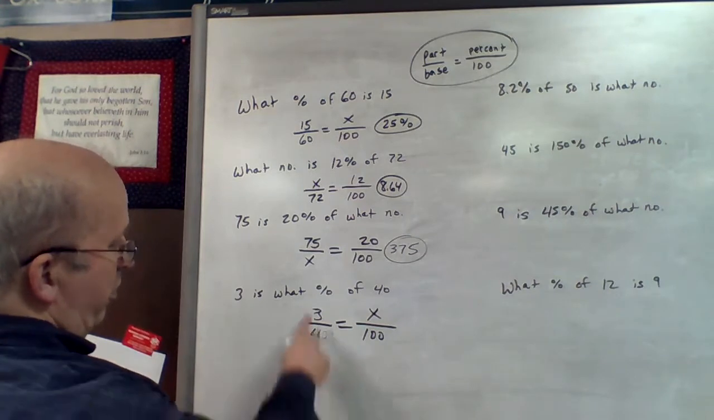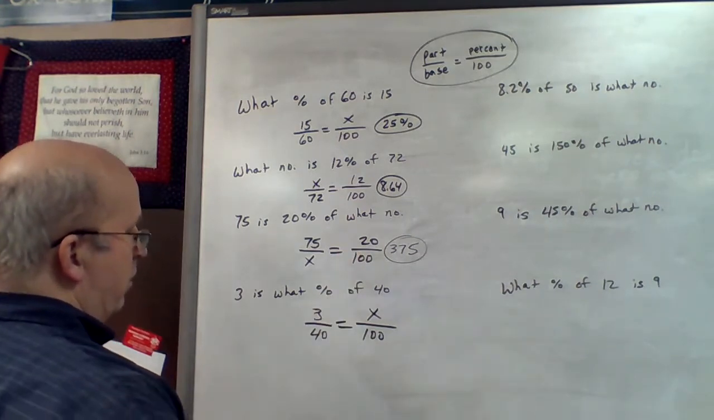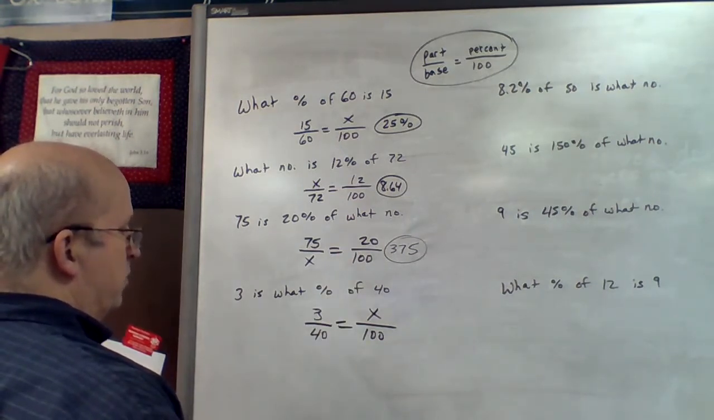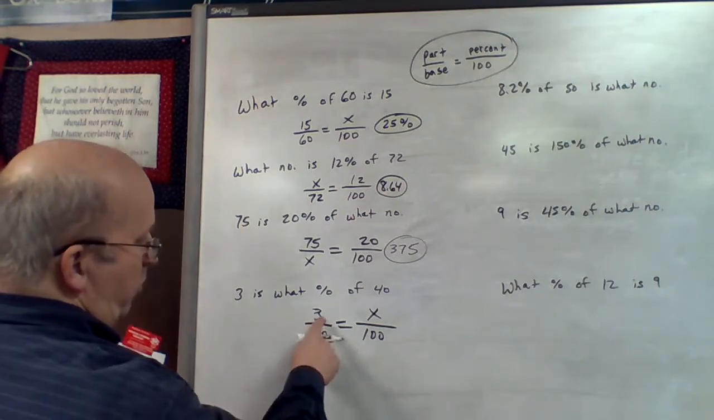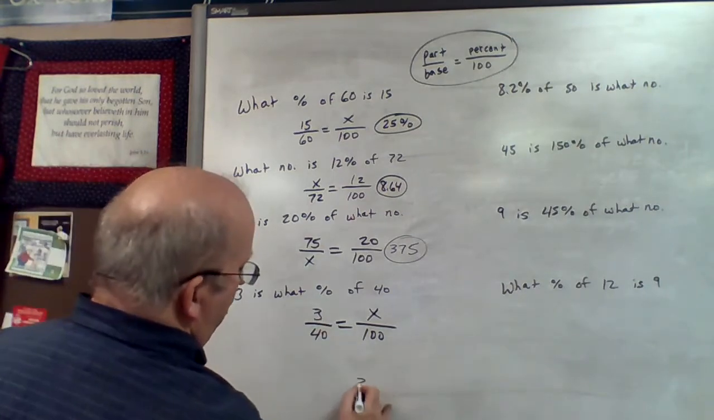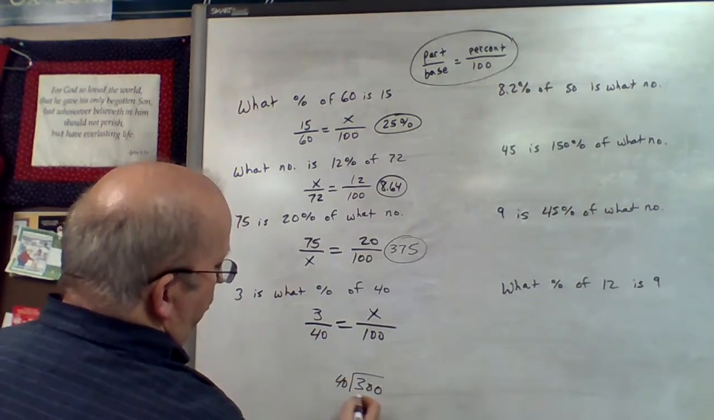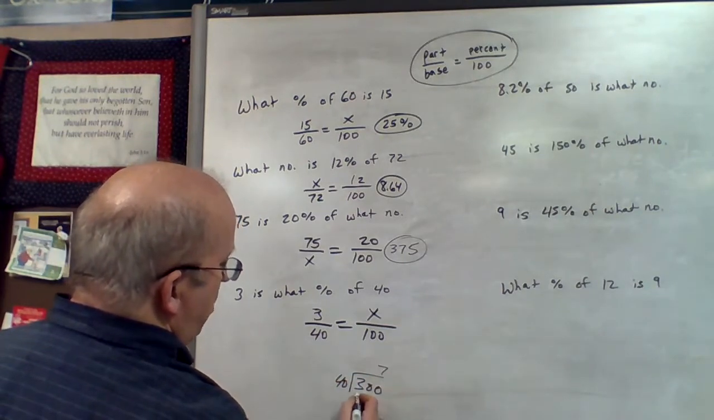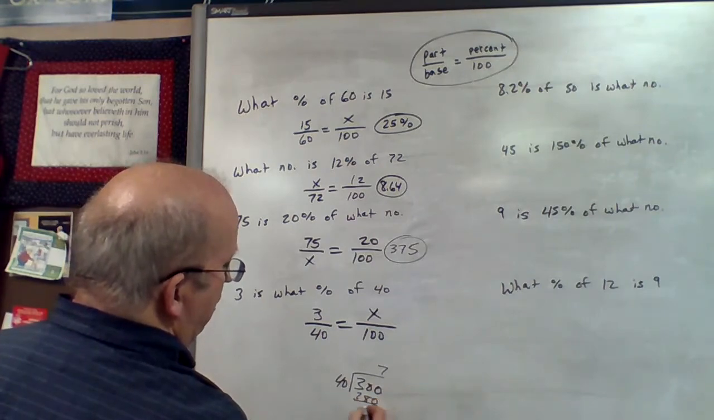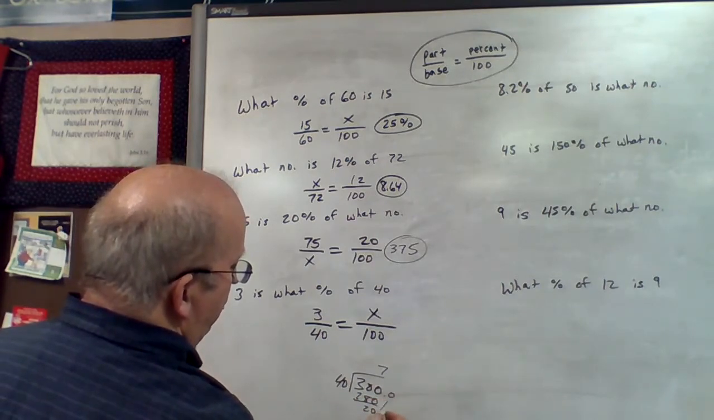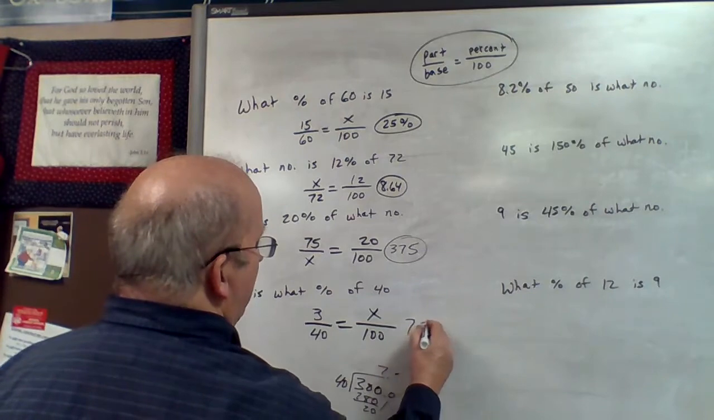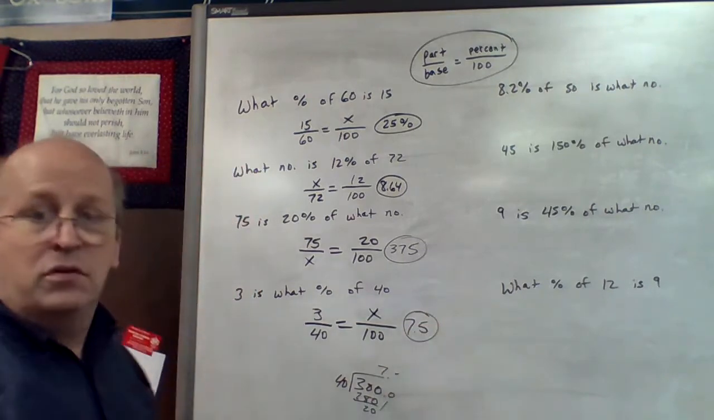We solve for x. 3 times 100 is 300. What's 300 divided by 40? I don't know. It goes into this, how about 7 times? 280, 20, bring down a 0. Oh, it's 7.5. X is 7.5.